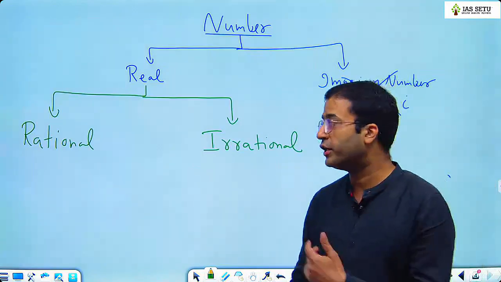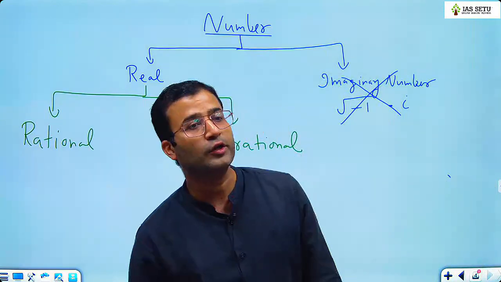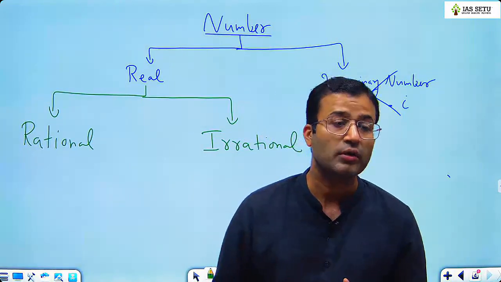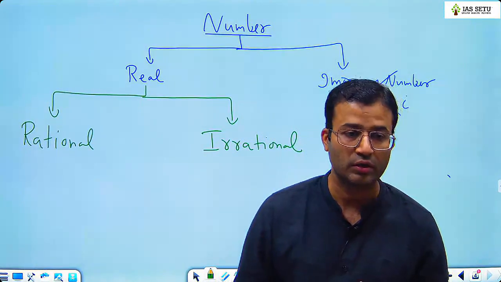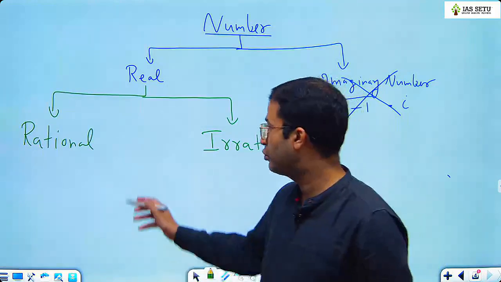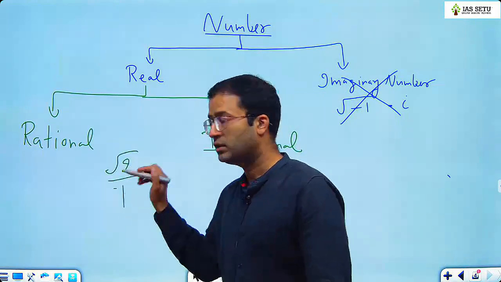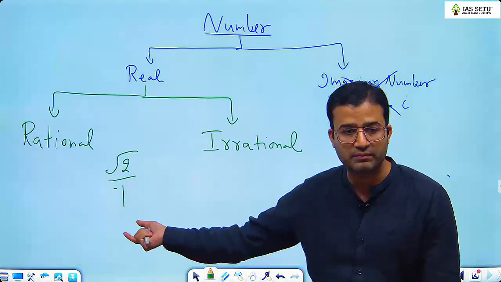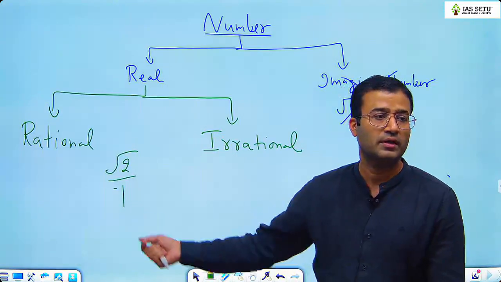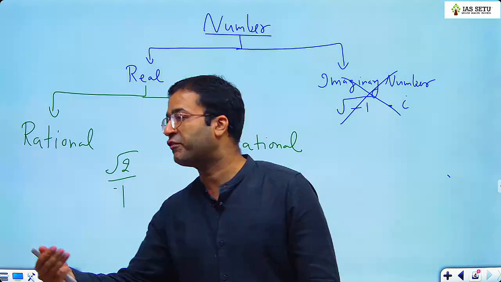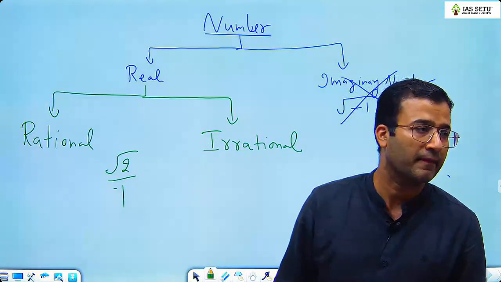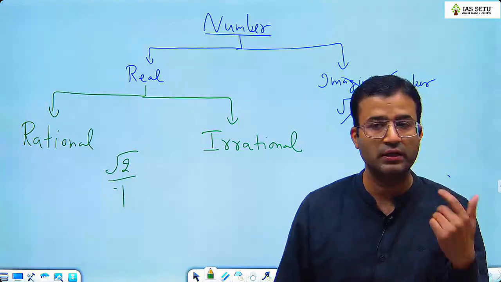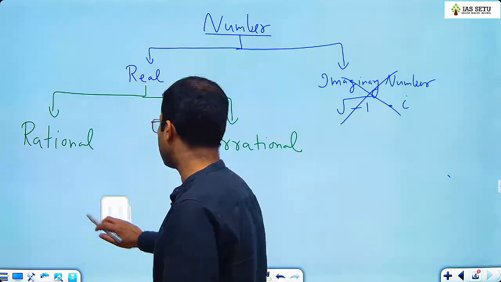Those who already know, can you tell me the definition of rational number? P by Q. Under root 2 by 1. This is P by Q and Q is not equal to 0. Can we call this a rational number? No. Tell me the complete definition of rational number. Integers. See, what is the definition of rational number we have?